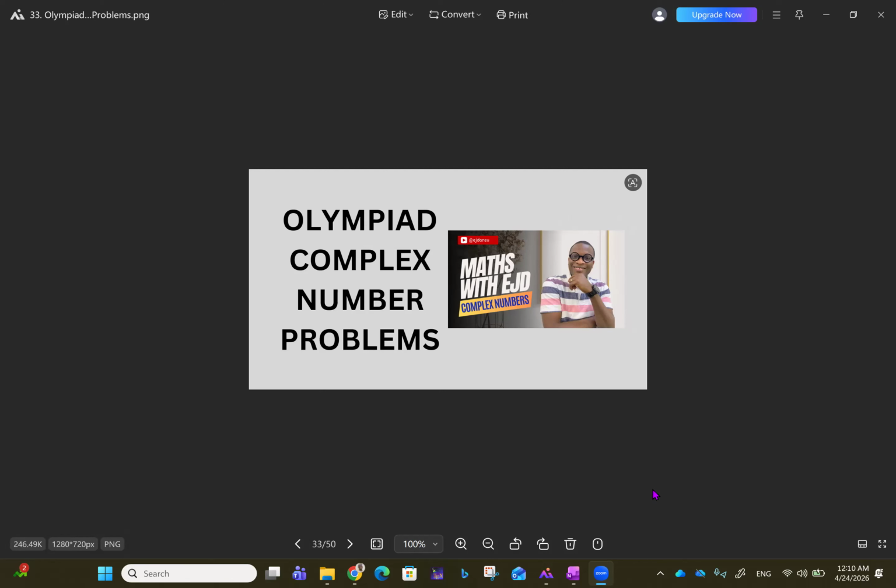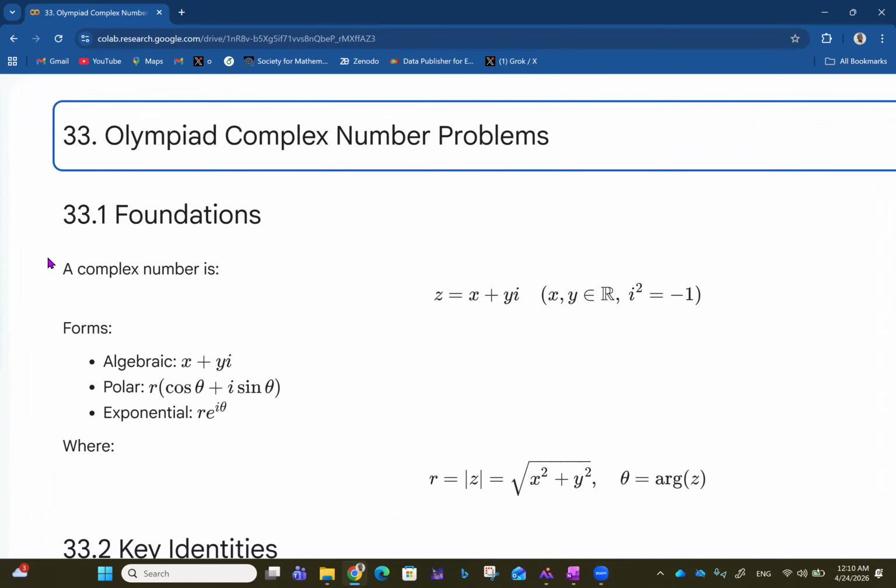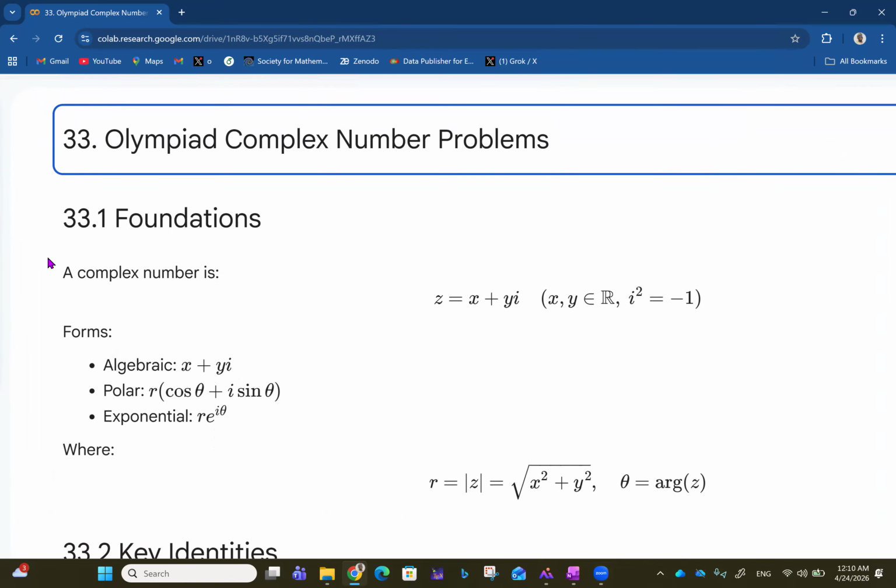There are Olympiads also for physics, chemistry, biology. They call it the Science Olympiad. Then there's now the Informatics Olympiad and now the AI Olympiad. So let's see some of those, just some interaction with such kinds of problems. So, Olympiad complex number problems.